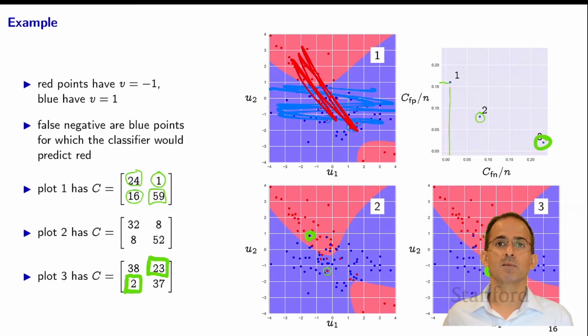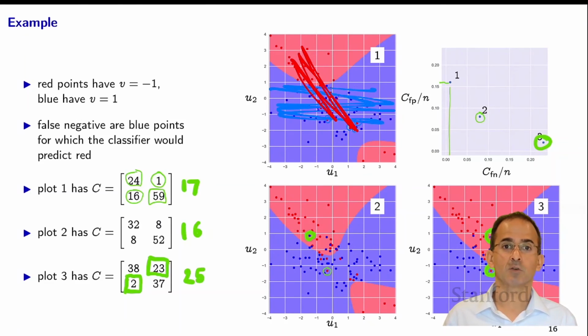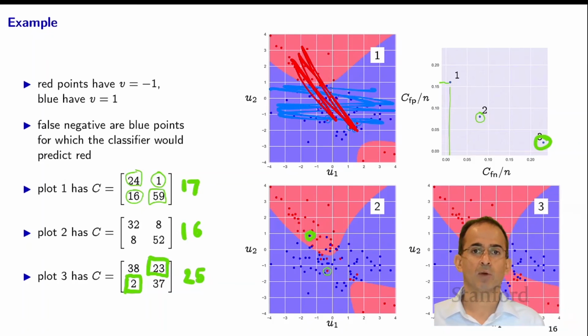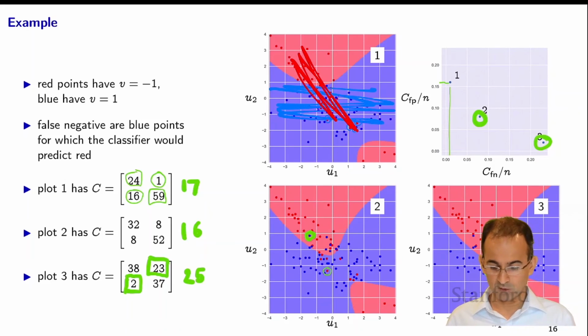It depends on the particular problem that you're looking at, whether you're interested in a classifier that has smallest overall error rate. Let's look at what the overall error rates are. So this one has an error rate of 17, this one has an error rate of 16, and this one has an error rate of 25. And those are, of course, error counts. Error rates are 0.17, 0.16, and 0.25. So the one with the smallest error rate is number 2. The one with the smallest number of false negatives is number 1, and the one with the smallest number of false positives is number 3.